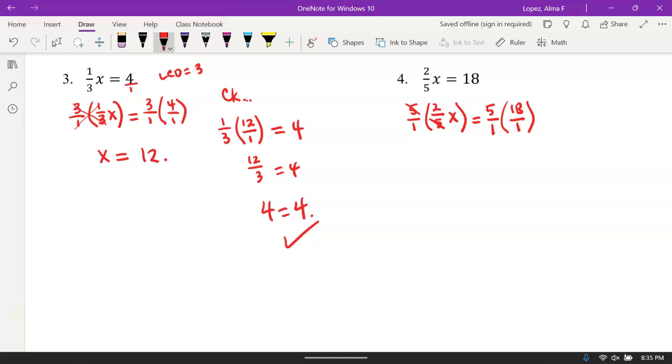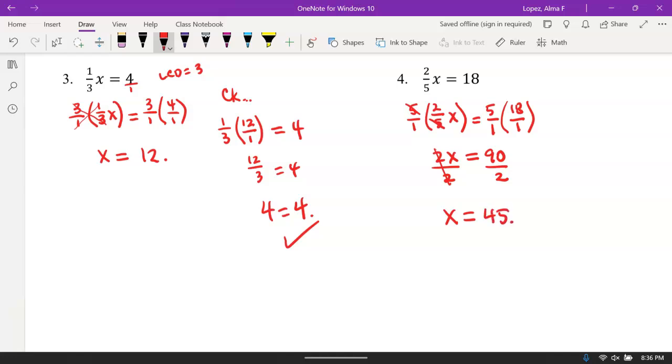Here, the 5's cancel, so I end up with 2x. On the other side, 5 times 18, I'm going to go ahead and do the arithmetic for you, and again, you'll have a lot more time on the test. You can do it by yourself. Now, 5 times 18 is 90, and now it's similar to number 2. If I have a number that's multiplied onto our x, the very last thing we want to do is divide that number off. But if you do it to one side, you're going to do it to the other side. The 2's cancel, we get x equals, and 90 divided by 2 is 45.